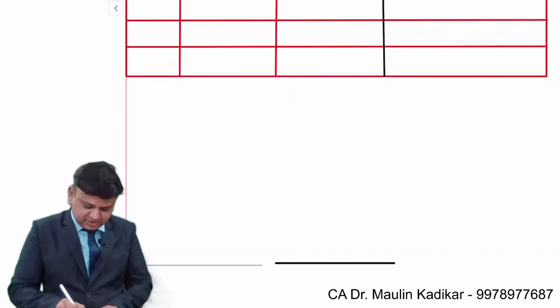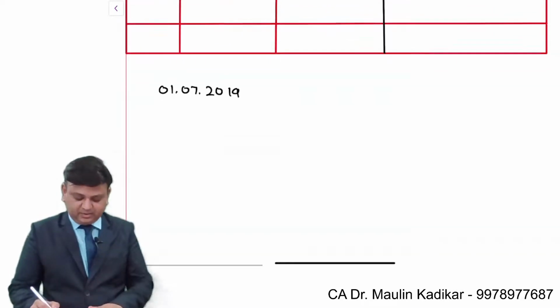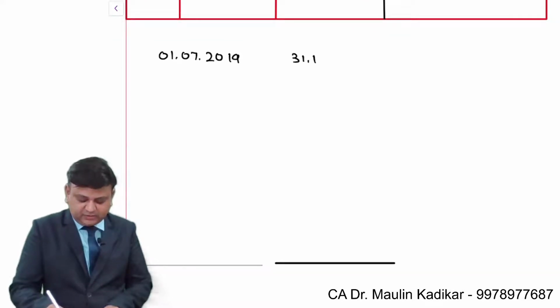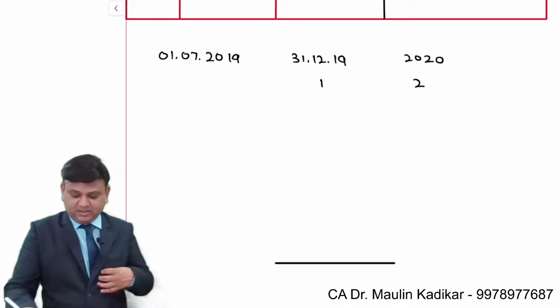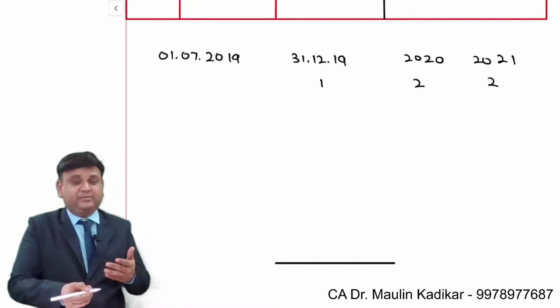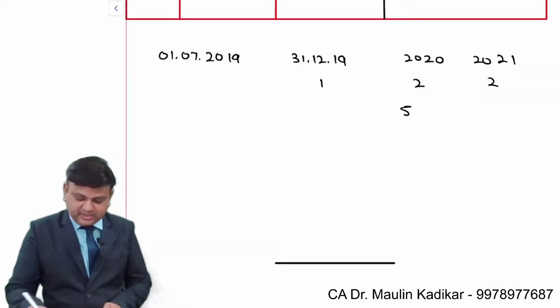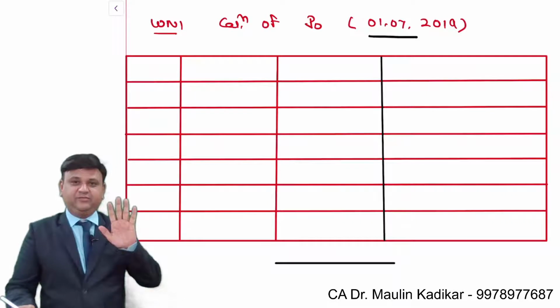See, we are purchasing the security on 1st of July 2019. So what will happen? We will receive the interest on 31st of December 2019. That is for the first time. Then in year 2020, we will receive interest 2 times. In year 2021, we will receive interest another 2 times. So in total how many times do we receive interest? In total we receive interest 5 times. So I will be preparing the cash flow series for 5 years.